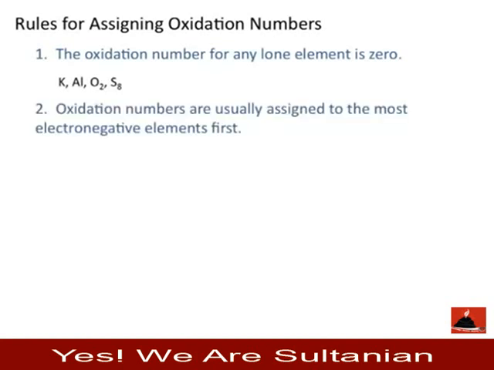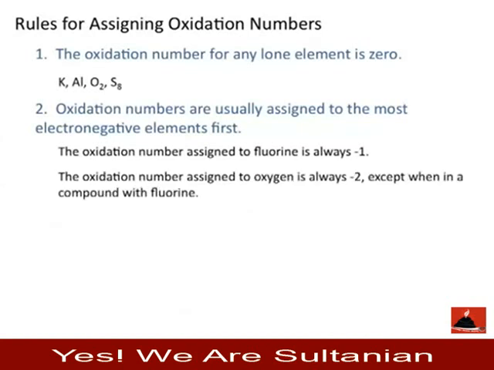Oxidation numbers are usually assigned to the most electronegative elements first, which means that the oxidation number assigned to fluorine is always -1. The oxidation number assigned to oxygen is always -2, except when in a compound with fluorine.